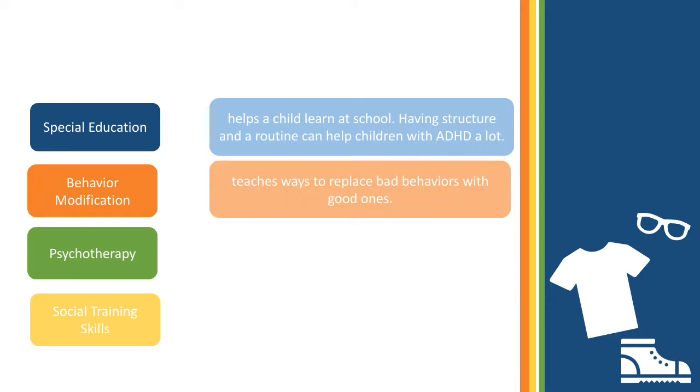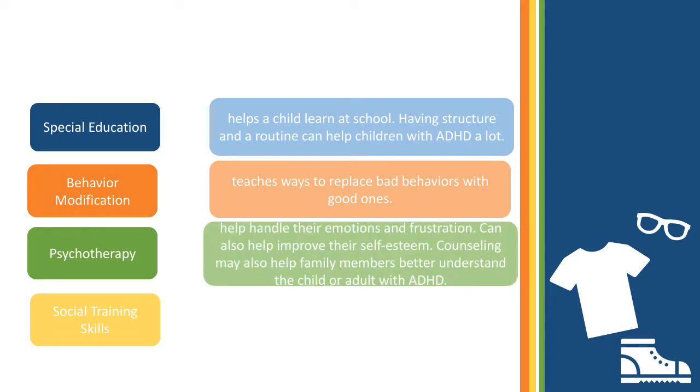Behavior modification. It teaches ways to replace bad behaviors with good ones. Psychotherapy. This helps them handle their emotions and frustrations. It can also help improve their self-esteem. Counseling may also help family members better understand the child or adult with ADHD. And lastly, social skills training. These can teach behaviors such as taking turns and sharing.